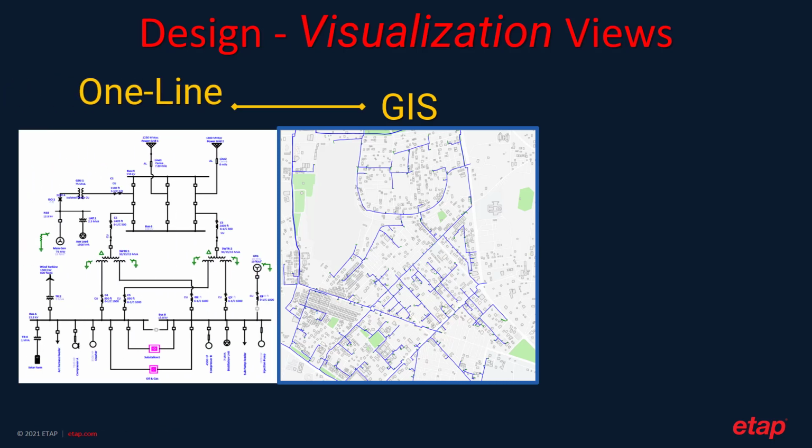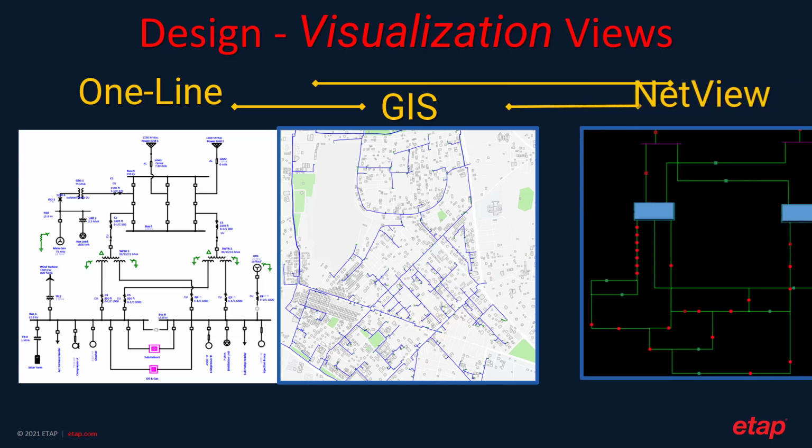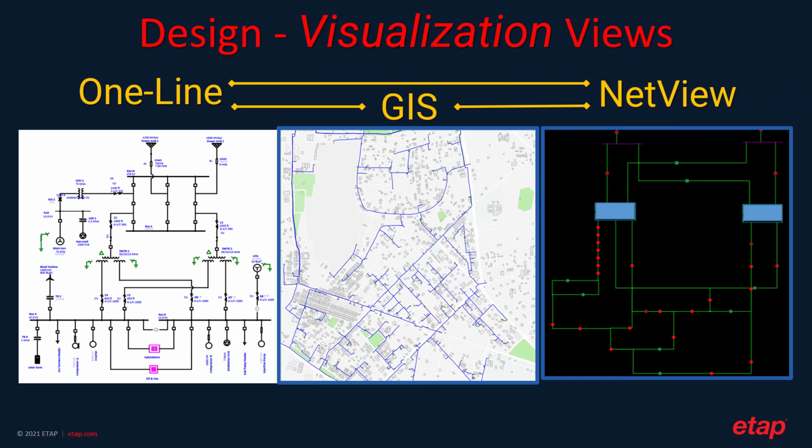Now, on the left is what most of us are used to seeing, a typical radial view representation of the single line diagram or logical network view. And then over on the right-hand side is the net view or the network view, which provides the engineer and operator with a very clean, organized view of a very large transmission and distribution network. And these are the three visualization views that ETAP actually provides for the user.